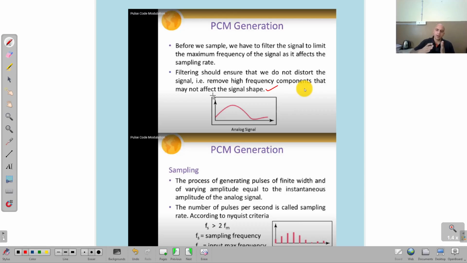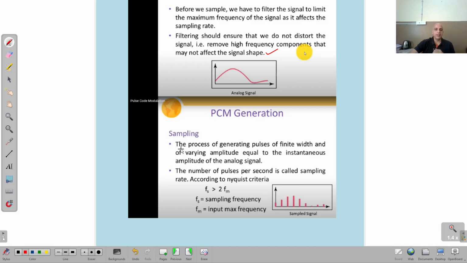What I said, that we are only removing the high frequency component in the information signal, right? Then after that, the signal is sampled. The process of generation of pulses of finite width and varying amplitude equal to the instantaneous amplitude of the analog signal. I told you this, right, that the amplitude of the pulses will change in accordance with the analog signal, or we can say message signal.